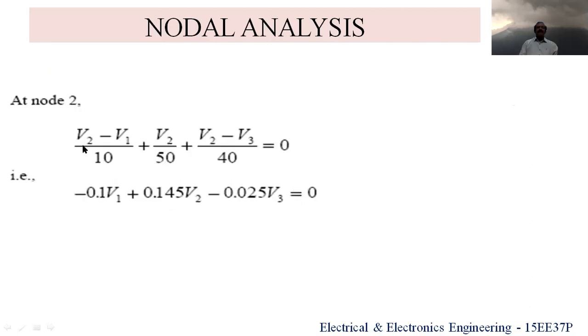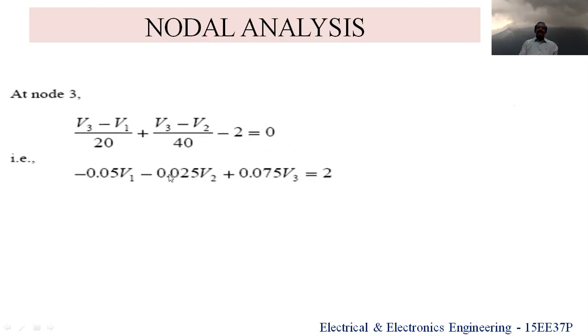Similarly, at node 2: V2 minus V1 divided by 10, plus V2 divided by 50, plus V2 minus V3 divided by 40, is equal to 0. The reference node is considered to be 0 here, so V2 minus 0 divided by 50 is V2 divided by 50. Similarly, the third equation: V3 minus V1 divided by 20, plus V3 minus V2 divided by 40, minus 2, is equal to 0.